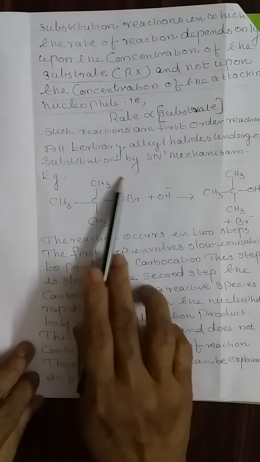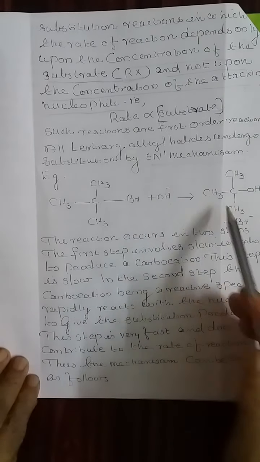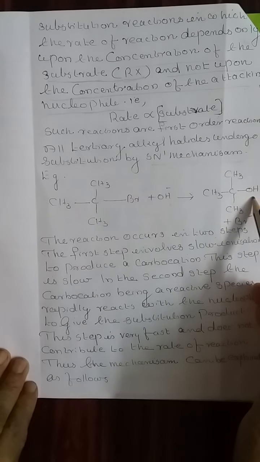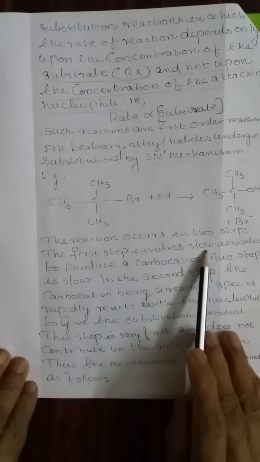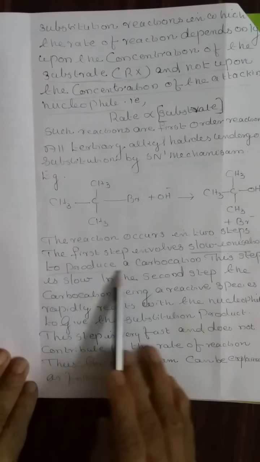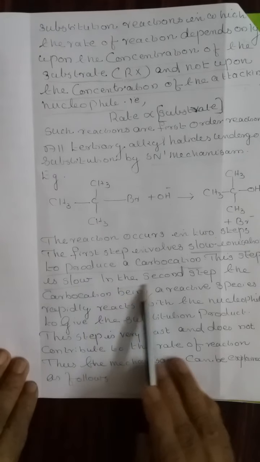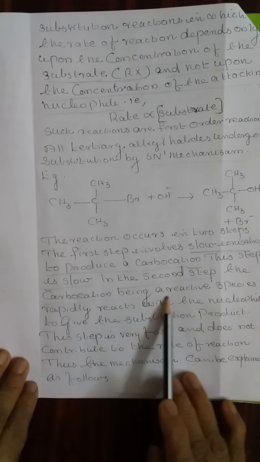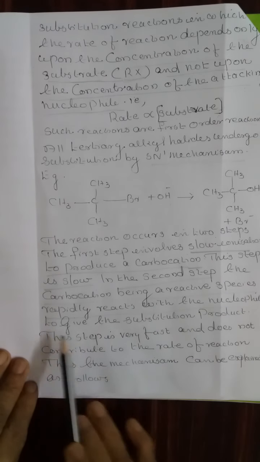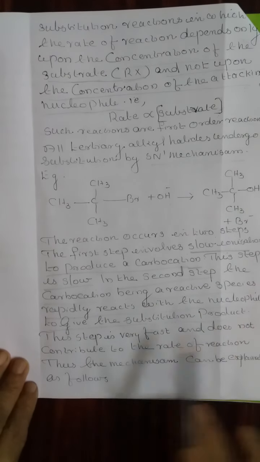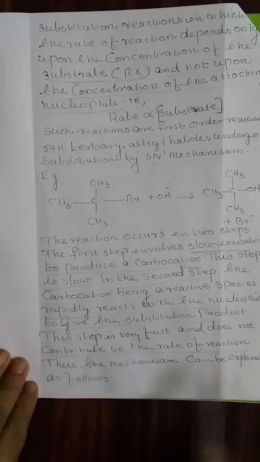For example, this is tertiary butyl bromide. When it is treated with OH minus, it gives tertiary butyl alcohol. The reaction occurs in two steps. The first step involves a slow ionization to produce a carbocation. This step is slow, and in the next step, the carbocation, being a reactive species, rapidly reacts with the nucleophile to give the substitution product. This step is very fast and does not contribute to the rate of reaction.